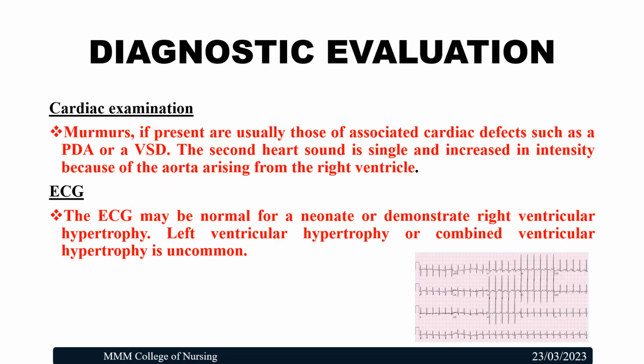Coming to the diagnostic evaluation, cardiac examination, murmurs. If murmurs are present, they are usually those of associated cardiac defects such as PDA or VSD. So the first sound will be the murmurs associated with PDA or VSD, either a harsh systolic murmur or a pansystolic murmur. The second heart sound is single and increased in intensity because of the aorta arising from the right ventricle.